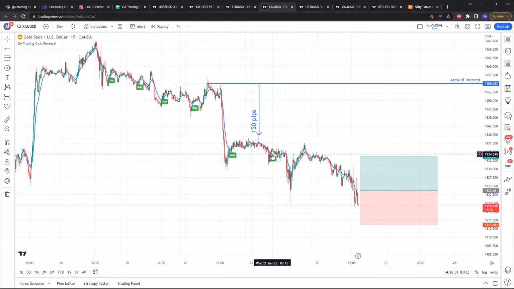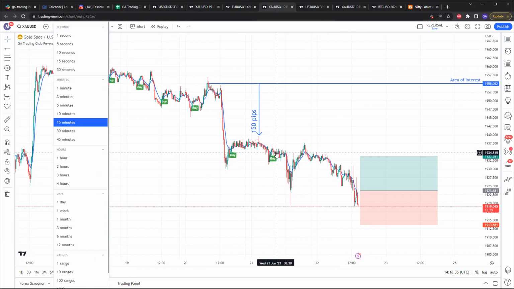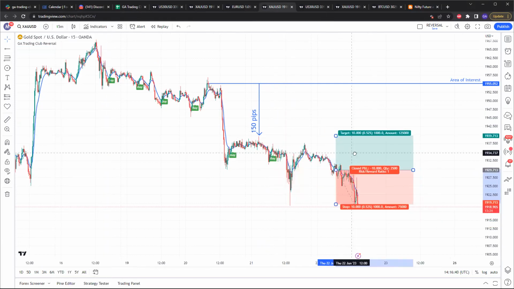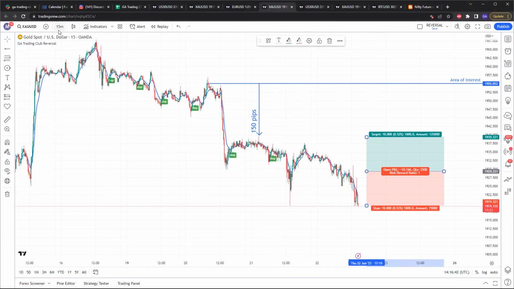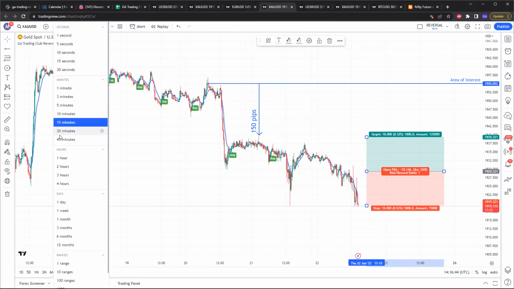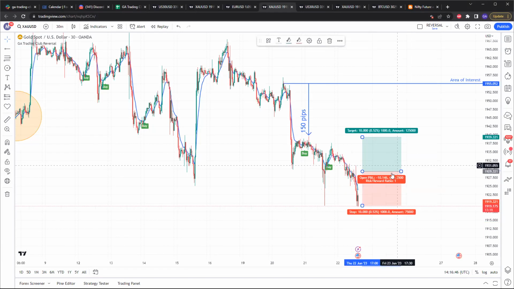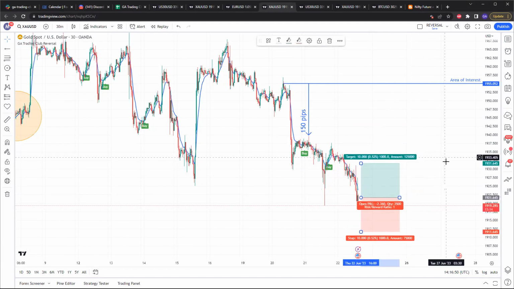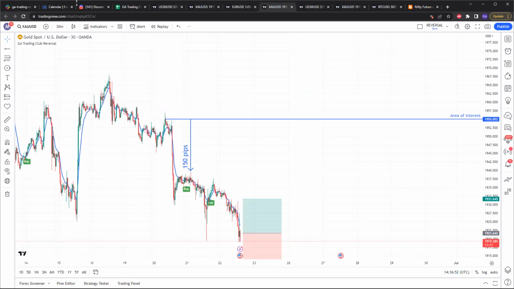I didn't take the 15-minute one because I wasn't in front of the charts. But if I took the 15-minute one, guess what? I would have also gotten stopped out, and that's fine. I don't have a 100% win rate. So that's why right now on gold, I'm just waiting on the 30-minute, and then once I get this, I just jump in the trade again and let what happens happen.